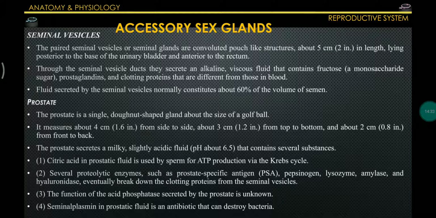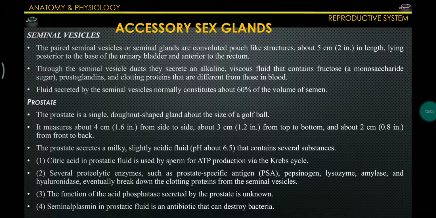The seminal vesicles produce an alkaline viscous fluid which contains fructose, providing substrate for the sperm cells to get energy, prostaglandins, and clotting proteins. If the semen is secreted outside the body, after a few minutes it clots. The clotting proteins help in the clotting and coagulation of the semen.